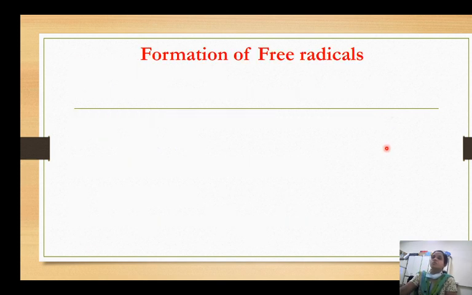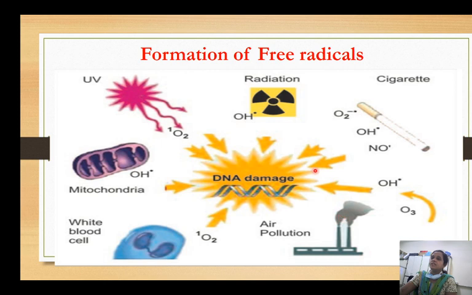Next, once again we'll see what the various free radicals are. All these things will be causing damage to the DNA. Most commonly, as I told you, as a part of phagocytosis, WBCs will be continuously producing free radicals to have a bactericidal effect. Then the mitochondria. The mitochondria is rich with oxygen and at the same time rich with electrons. So there are very good chances of the oxygen reacting with electrons to form free radicals.